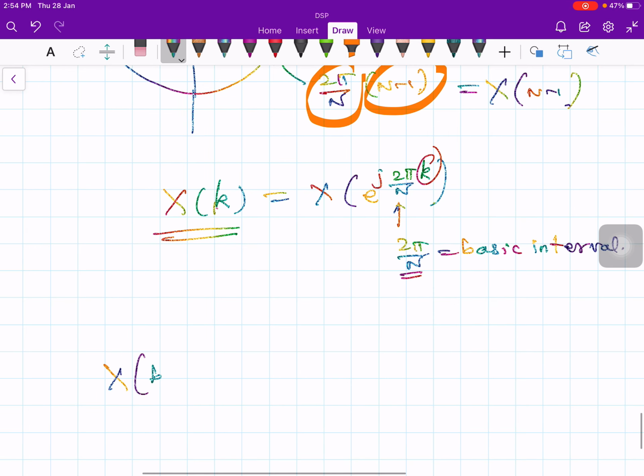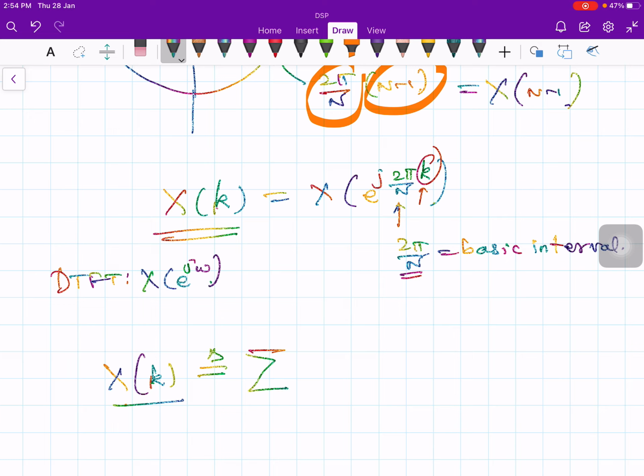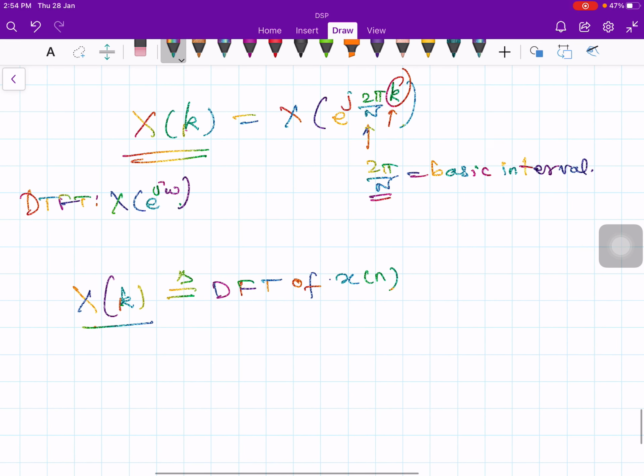Therefore X of k is a notation for DFT. For DTFT we write X of e to the j omega because it is a polynomial in e to the j omega, and here it is in terms of k, therefore I wrote capital X of small k. This is defined as the DFT, discrete Fourier transform, of x of n. So how do you get DFT? By sampling the X of e to the j omega. You take X of e to the j omega and sample it with periodic intervals in k.